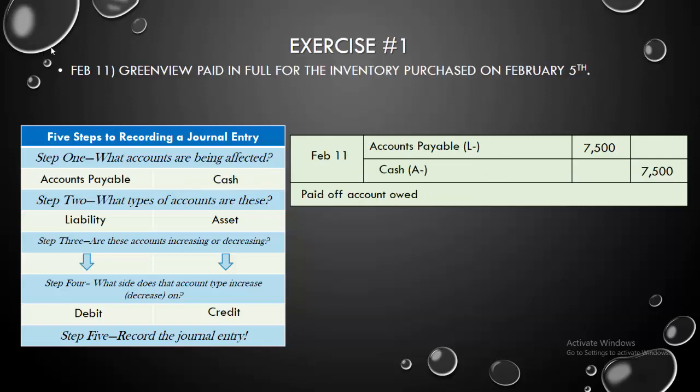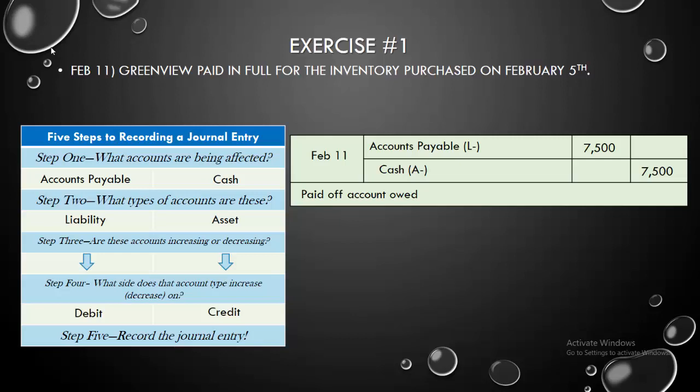On February 11th, Greenview is going to pay in full for the $7,500 worth of inventory they just purchased a couple of slides ago, on February 5th. So in this entry, just like the last one we had, debt's getting paid off, but now we're paying off our own debt to somebody else, which means we can't have that liability on the books anymore because we're not going to owe anything after we make this payment. So we need to reduce a liability, and accounts payable is a liability. So like all liabilities, it's getting reduced, and it's going to get reduced on the debit side.